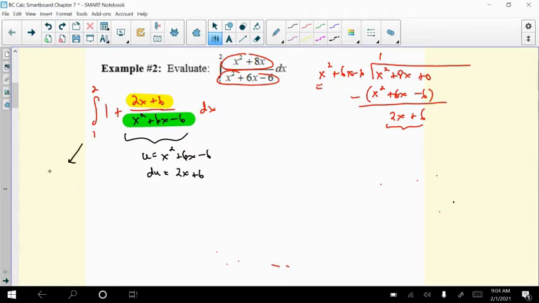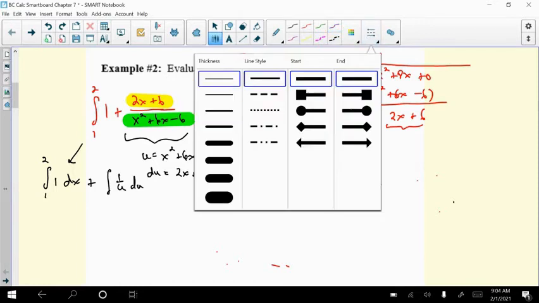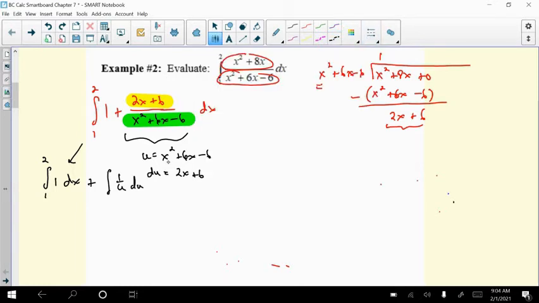And so then, if I can separate this, this is still going to be the integral from 1 to 2 of 1 dx plus the integral, and I'll change my bounds since I'm just going to integrate 1 over u du. So now my lower bounds, I'm going to fix that. I'll use a different color to highlight. So when x is 1, 1 plus 6 minus 6, so we get a 1 for that bound. And then 2 squared is 4, and 4 plus 12 is 16 minus 6, so that should be 10.